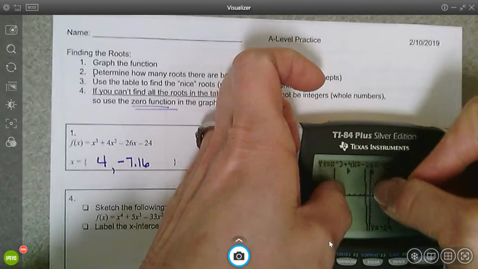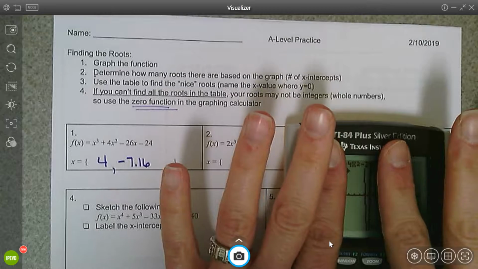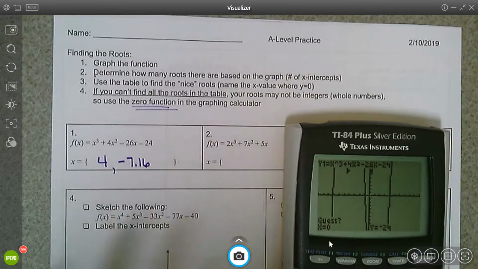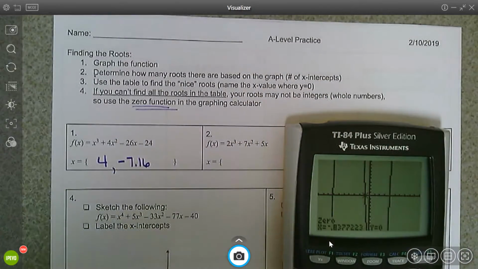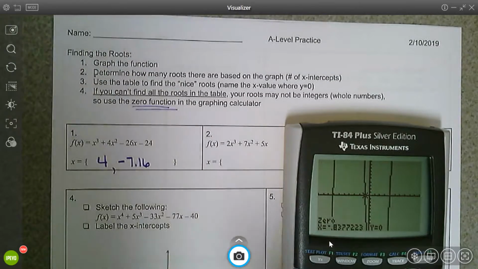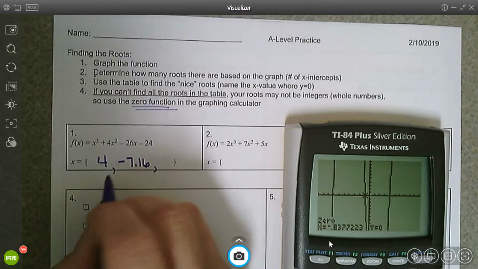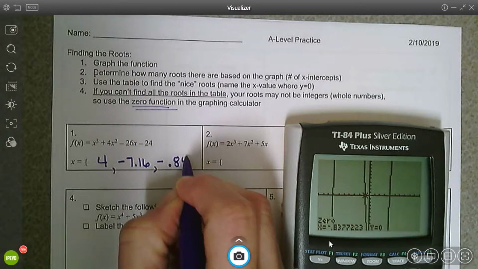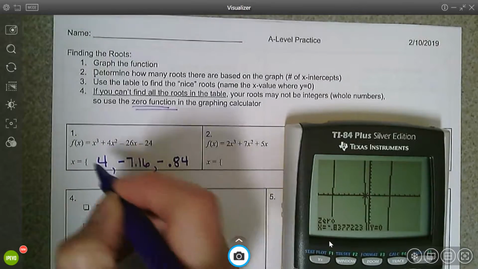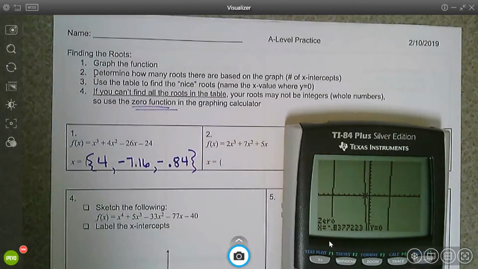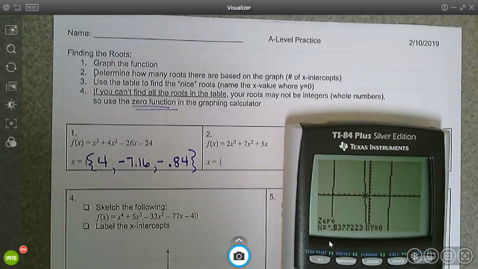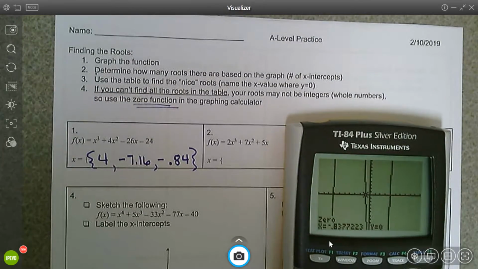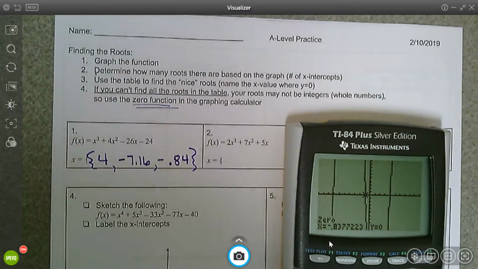And there are the little arrows. The calculator is going to look right in between here to name that 0 a root. So when it says guess, you hit enter again. And it says 0, x equals -0.8377 and a bunch of other numbers. I only need 2 numbers after the decimal, so I'm going to write -0.84 because I rounded up right there. So those are my 3 roots, and this is how I found the not nice roots, the ones that were not whole numbers, using the graphing calculator.